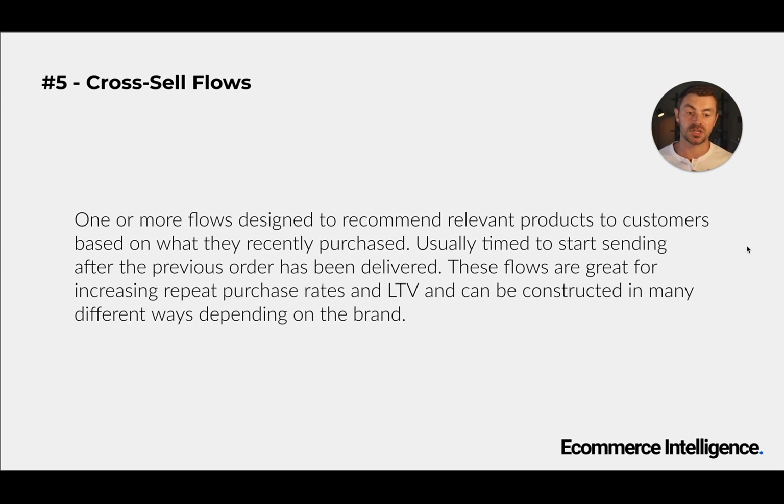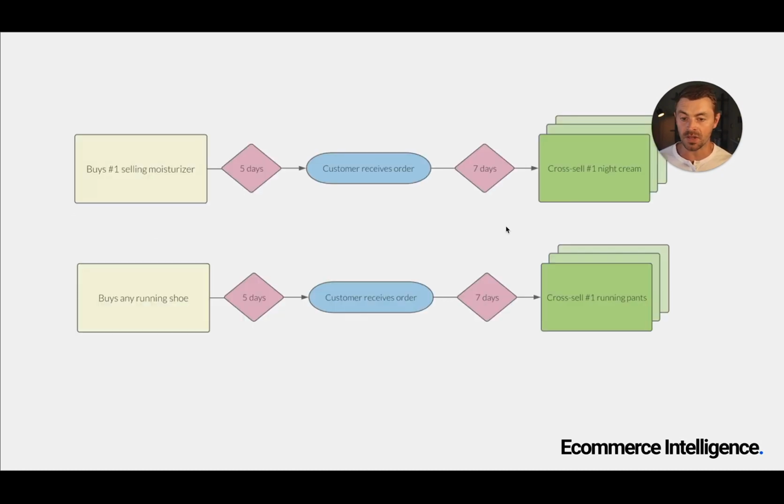So the more specific you can be with these, the better. And that can get challenging when you have big product catalogs. Now, a couple of examples of how this can be done. At the top here, let's say you're a skincare brand. You have your number one selling product in a category, which is a moisturizing category. You're probably going to want to set up a specific post-purchase cross-sell flow for this one item.